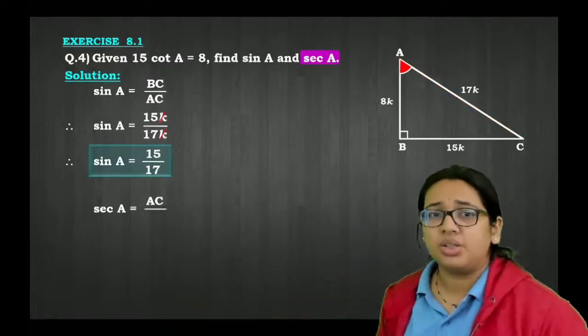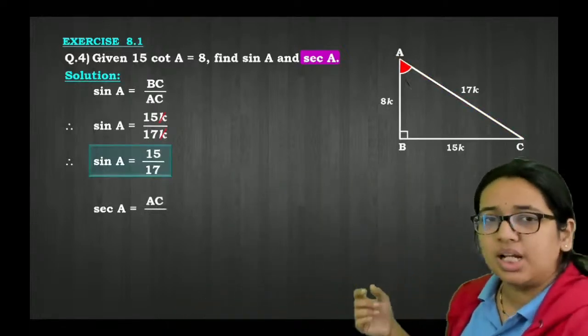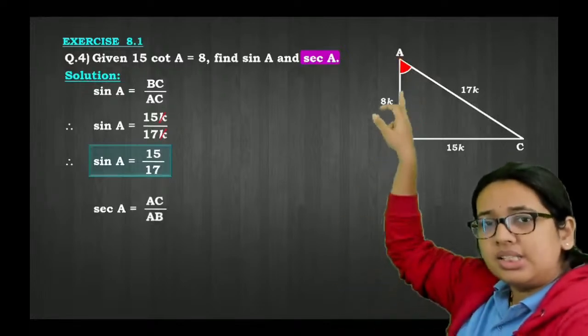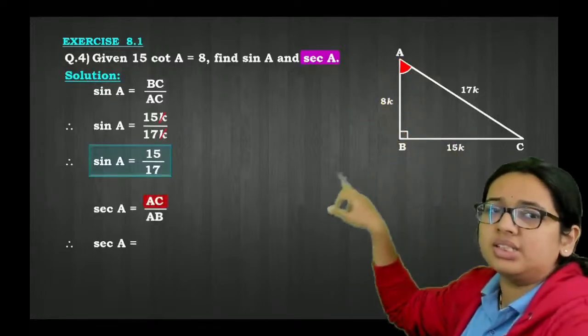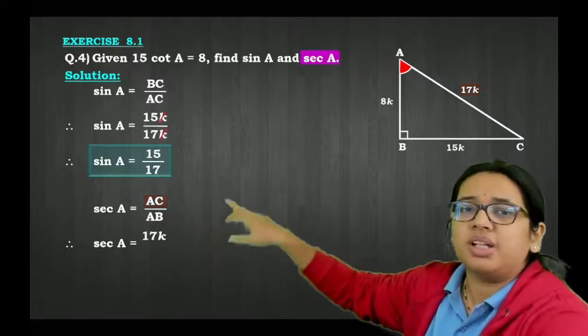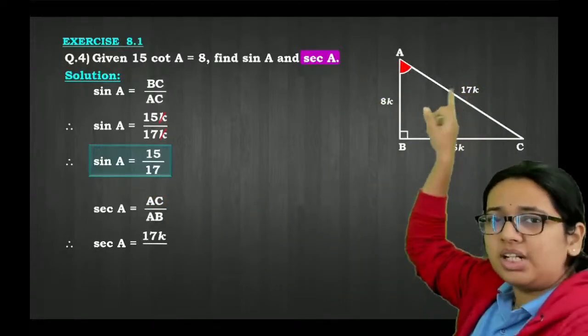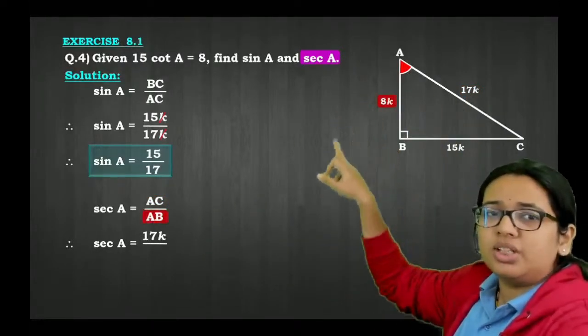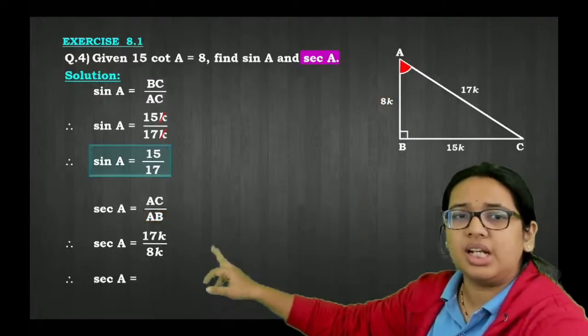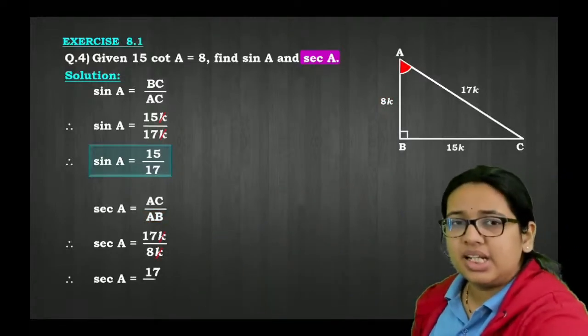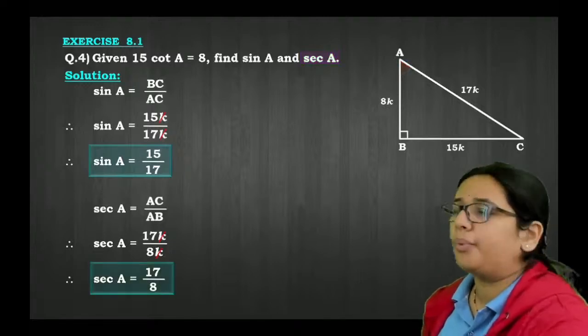What will you do for sec? Sec is nothing but H upon A, right? Hence hypotenuse upon adjacent side, that is AC upon AB. But the value of AC is 17k, and AB was given as 8k, so that k will get cancelled and sec A can be written as 17 upon 8.